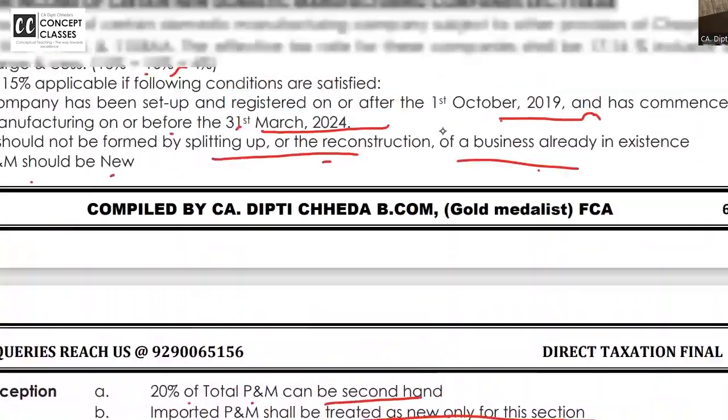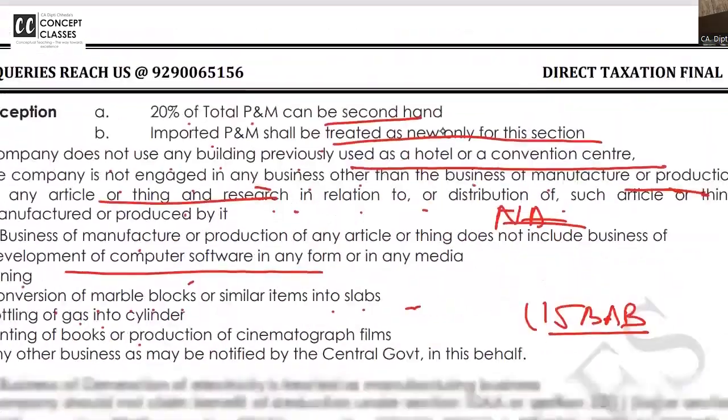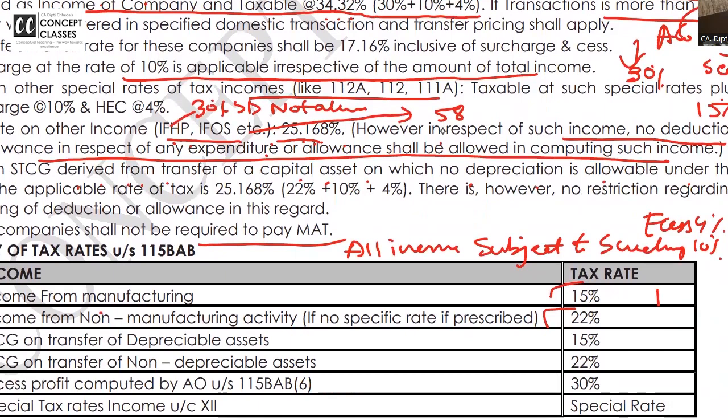That's why this 15% income will become 17.16. लिखो ना, लिखने से याद हो जाएगा. Non-manufacturing income will come 25.168%. Depreciable assets 15%. Non-depreciable assets 22%. Excess profit जो AO ने बोला वो तो 30%.